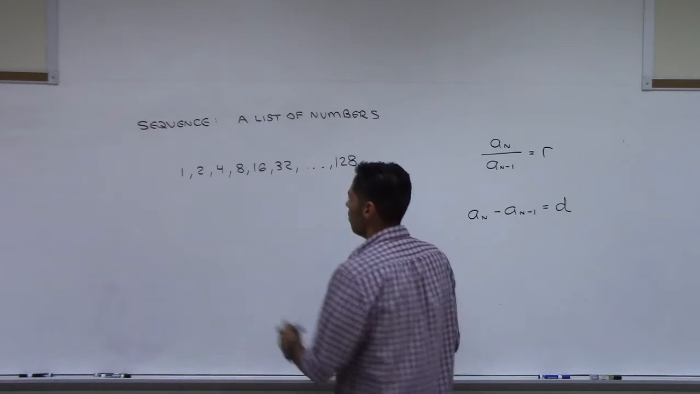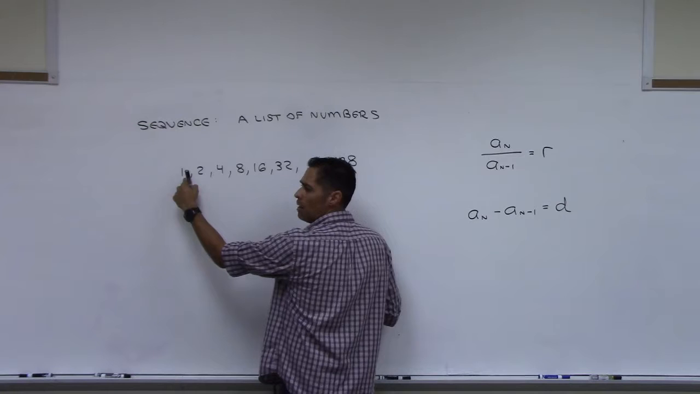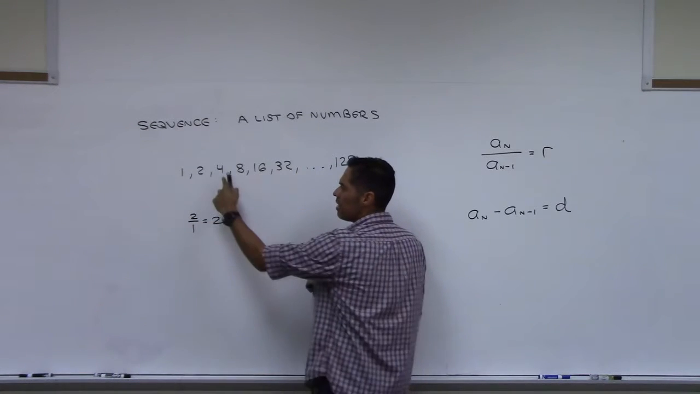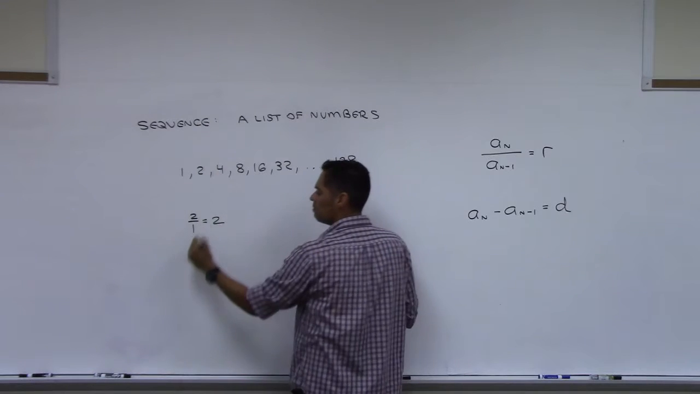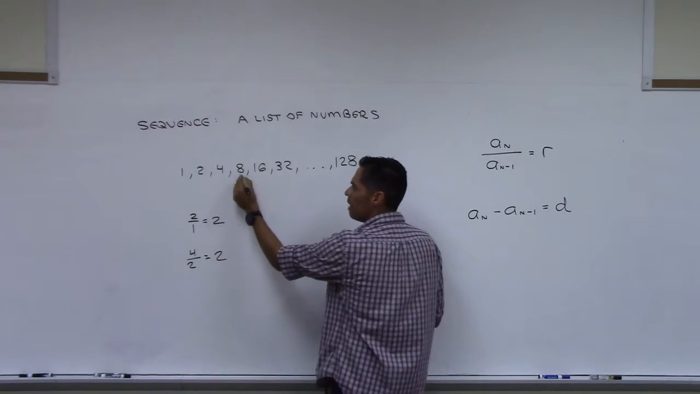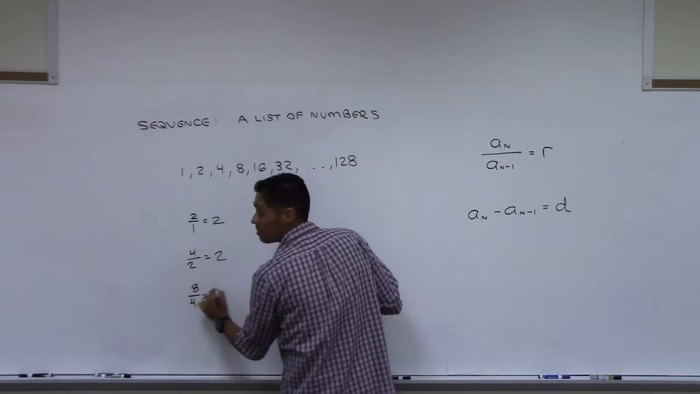Well, let's take this one, 2, and divide it by 1. And we get 2, right? Now let's take this one, 4, and divide it by 2. And we get 2. Now let's take 8 and divide it by 4. You see what I'm doing? Do you all see what I'm doing?